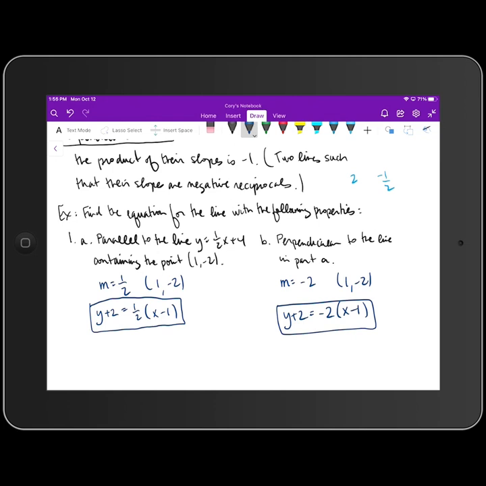Again, if the question asked you to write that in slope-intercept form, that's really easy to do. You would distribute -2 across both terms on the right and then subtract 2 on both sides. And you could also take that and write it in standard form as well. Okay, just moving the x and y terms to the same side.